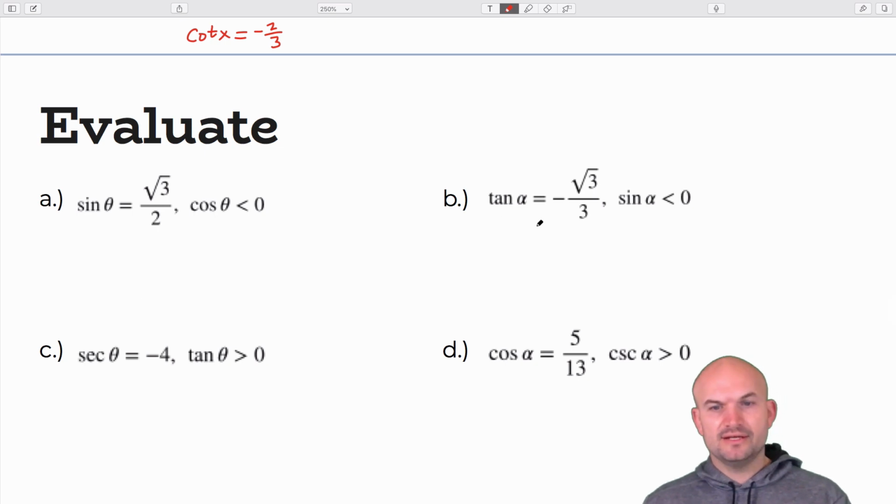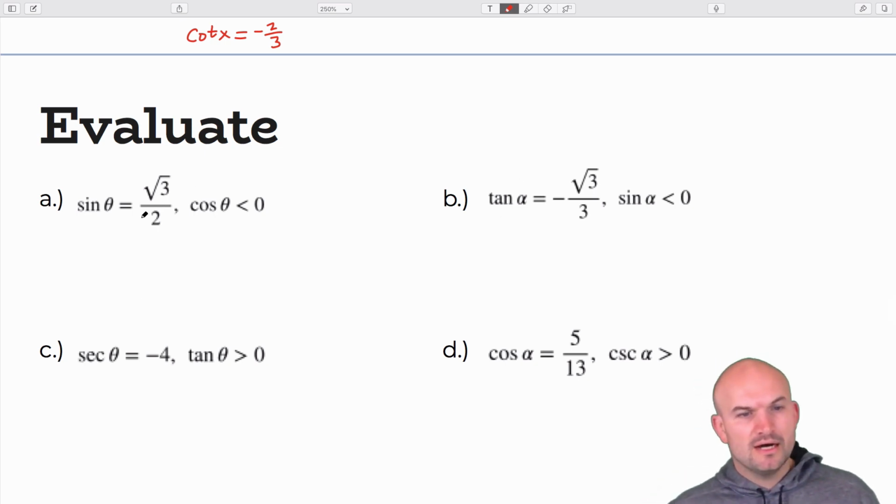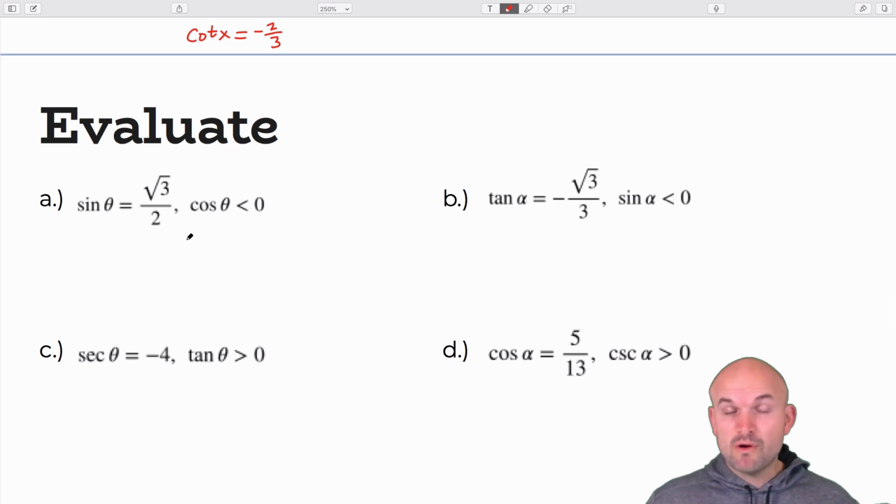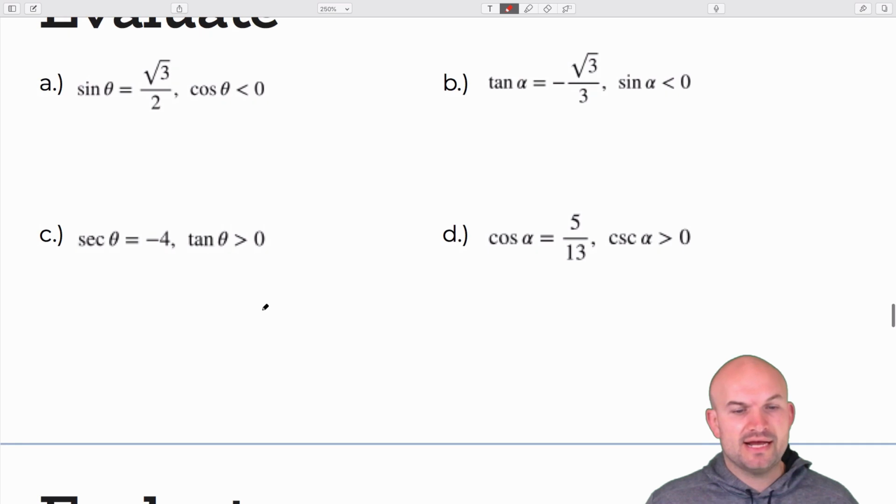In each one of these, we have our trigonometric expression, kind of like what we did in day 1. But then we also have a constraint. And again, the constraint is going to tell us which quadrant we are going to be in. So I'm just going to work through these individually, and we'll see how their answers compare.